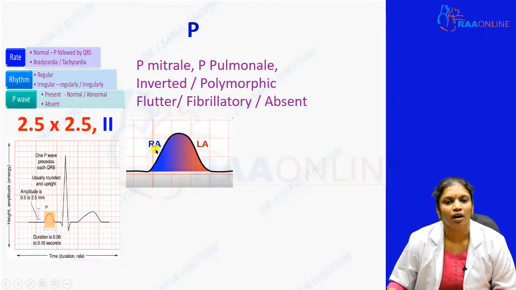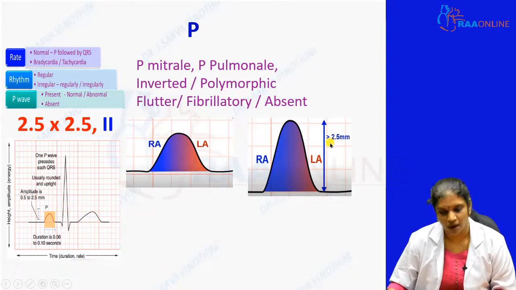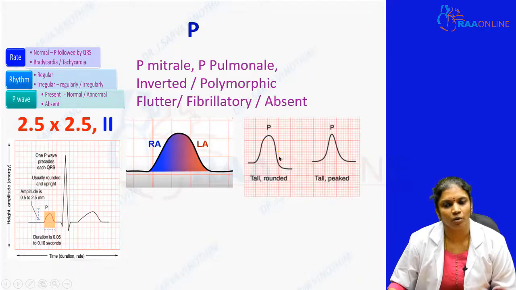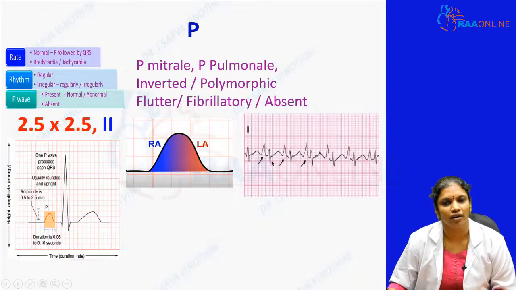So if there is any abnormality in the right atrium, if there is right atrial enlargement, what is going to happen? The amplitude of the P wave is going to increase. So the P wave is going to occupy more than 2.5 millimeters of amplitude. So we get a tall peaked P wave, also called as P pulmonale. This is indicative of right atrial enlargement.